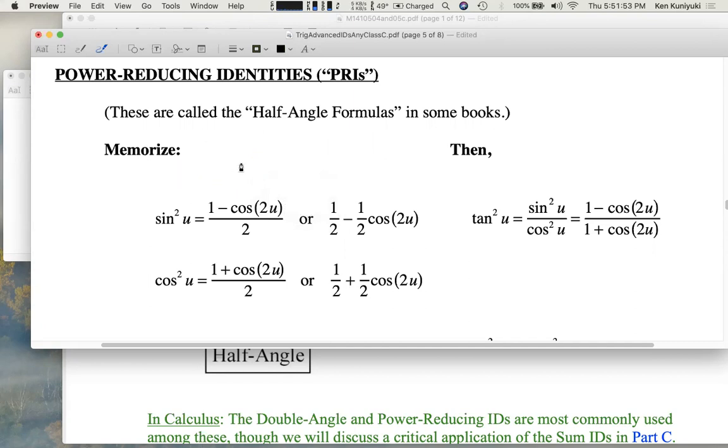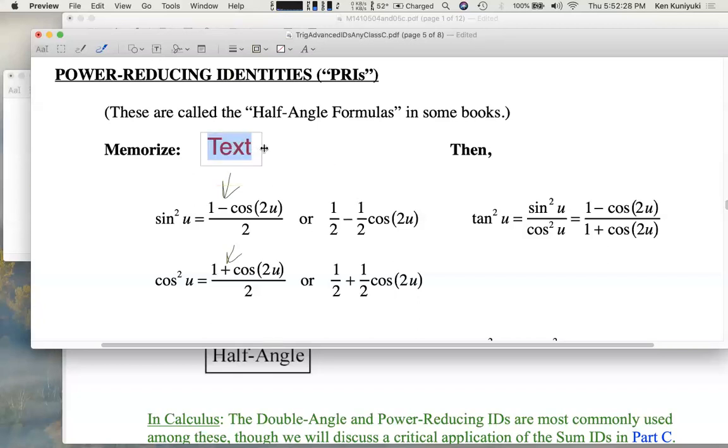Okay, now, first of all, a nice way to memorize these, it's good to memorize that sine squared of u is 1 minus cosine of 2u all over 2, or you could break it up. Break up the fraction term by term like that. How is the cosine squared of u identity different? There's only one difference. It's that plus sign.